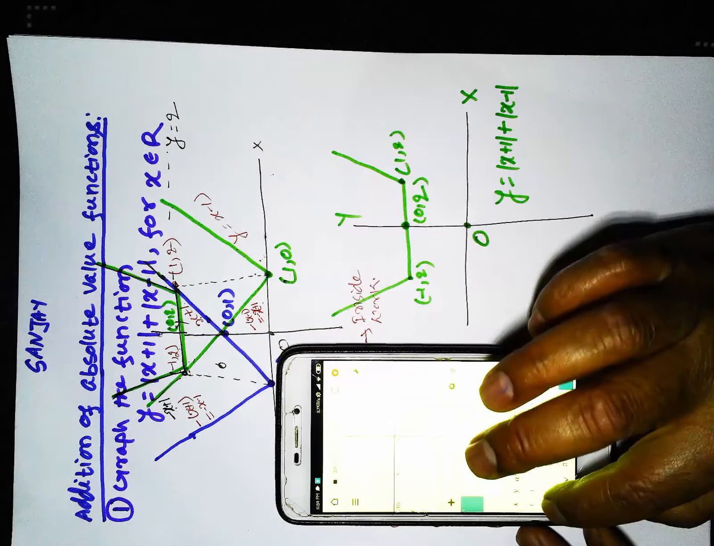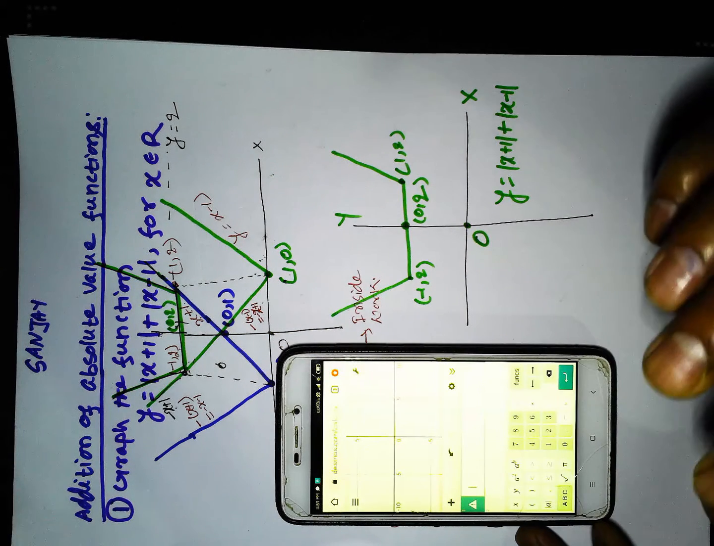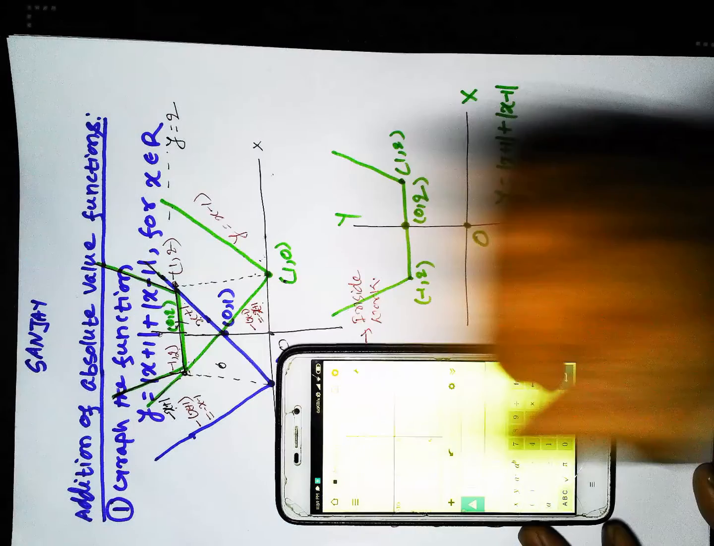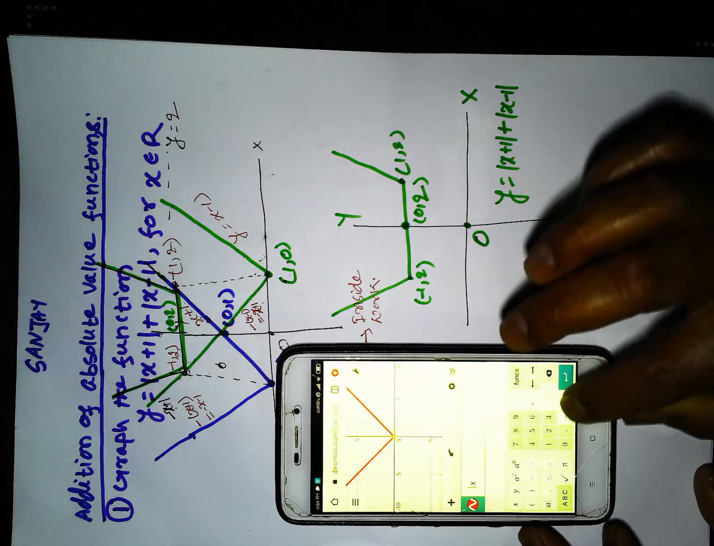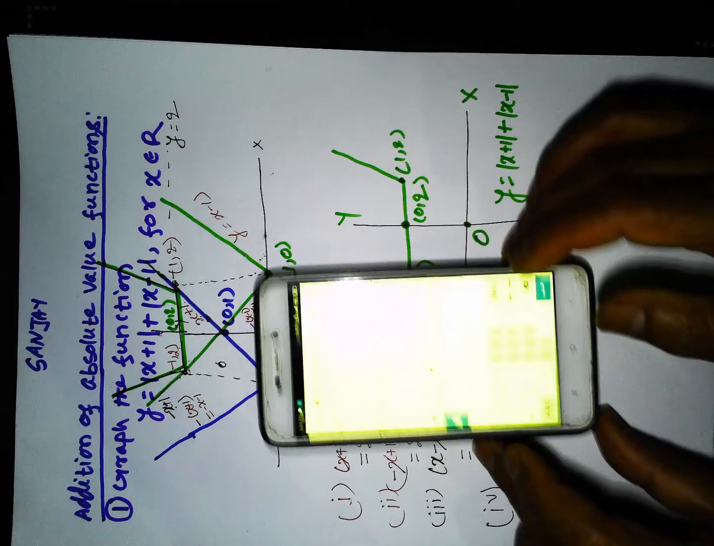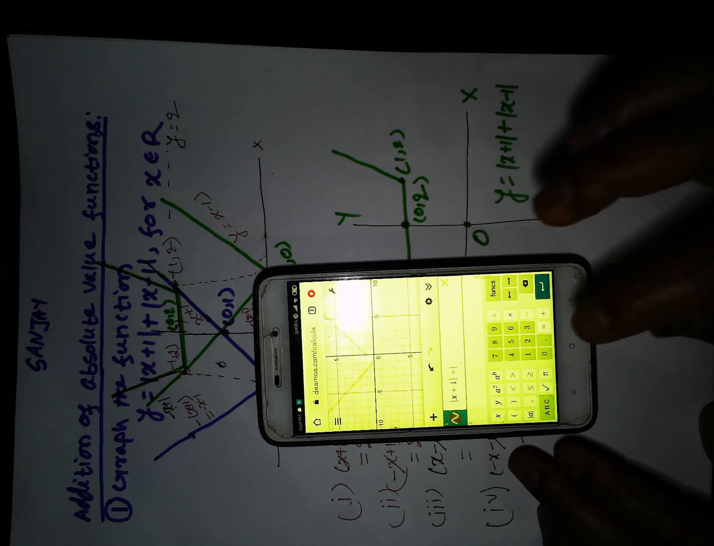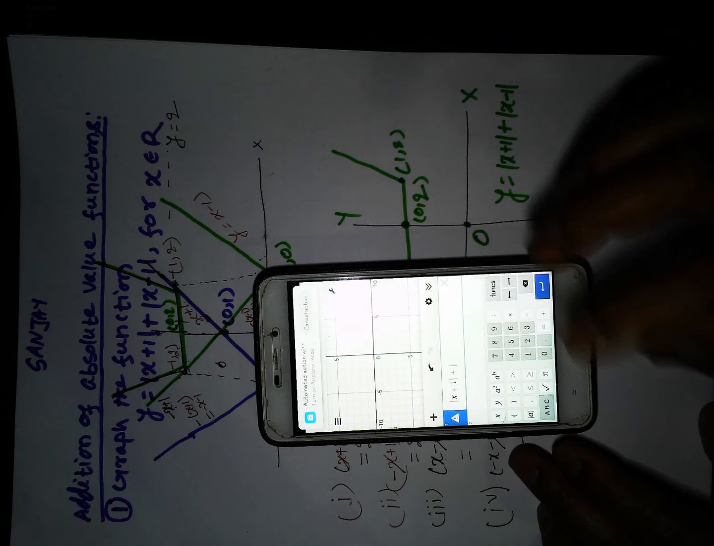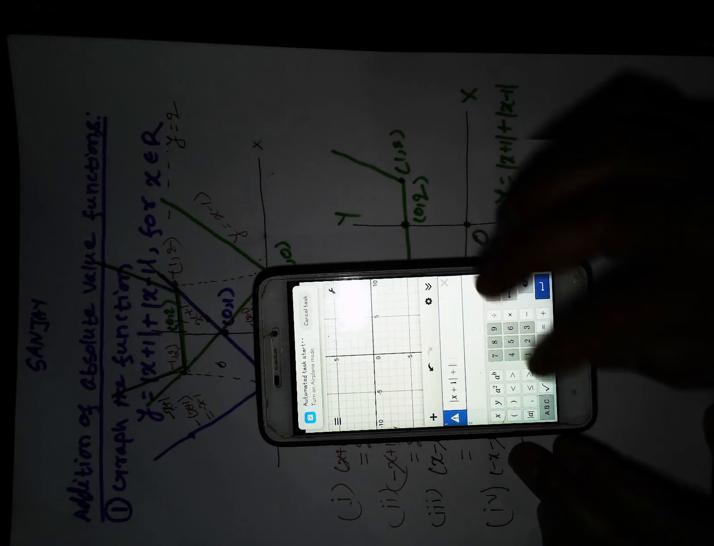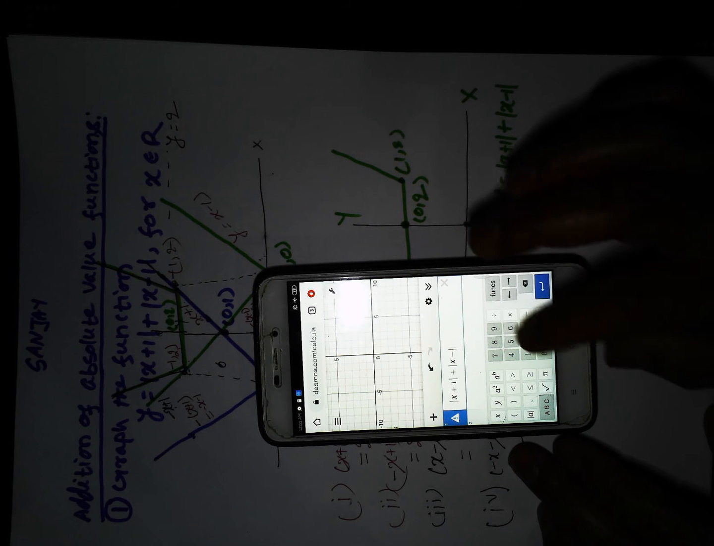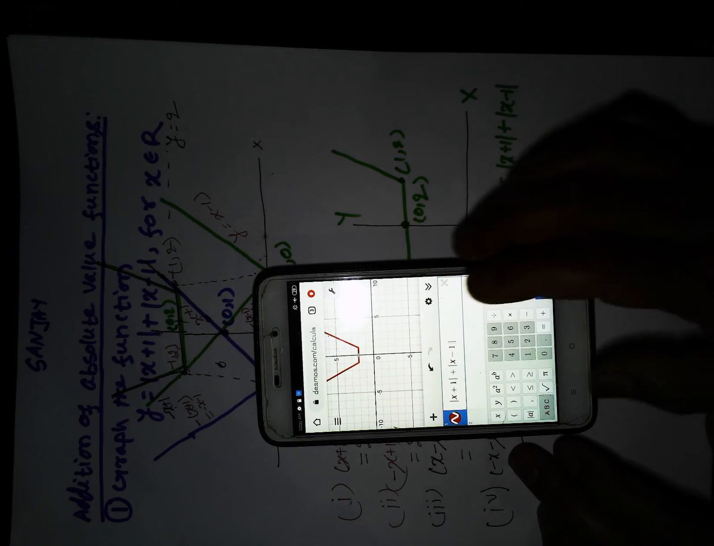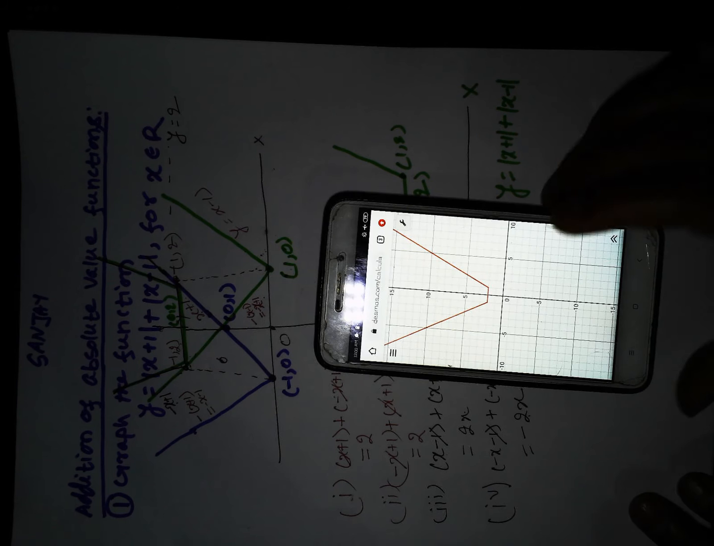So first of all, I'll write here absolute value. I press absolute value, then it is x plus 1, so it is x plus 1, then outside the absolute value, then plus again the absolute value, and then another function is x minus 1, so it is going to be x minus 1, and then you can see the graph, and you can also read off the coordinate of each point.